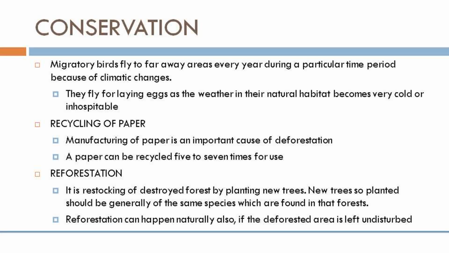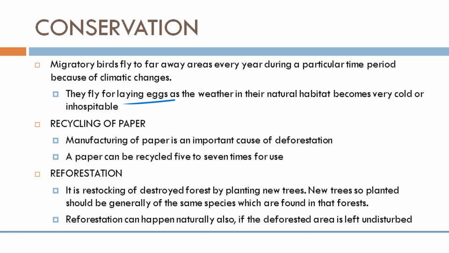Migration does not only occur in case of human beings, but in other species also, and can be prominently seen in case of birds. Migratory birds fly to far away areas every year during a particular time period because of climatic changes. They fly for laying eggs as the weather in their natural habitat becomes very cold or inhospitable.